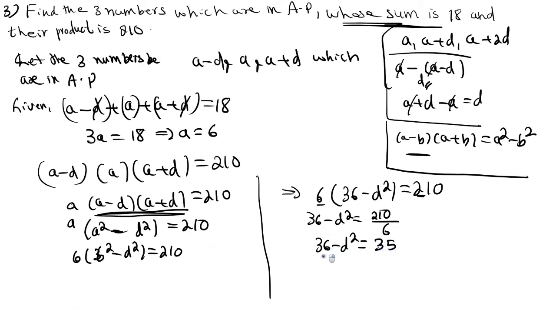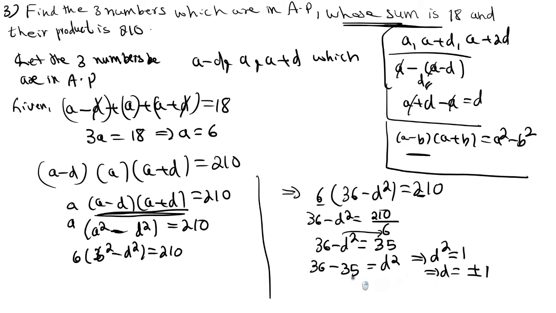So we want d square, right? So 36 minus 35: take this 35 to this side, and take minus d square to the RHS, you will get plus d square. This implies d square value is equal to 1. This implies d value is equal to plus or minus 1, because minus 1 squared is plus 1, as well as plus 1 squared is also plus 1. So d has two values.